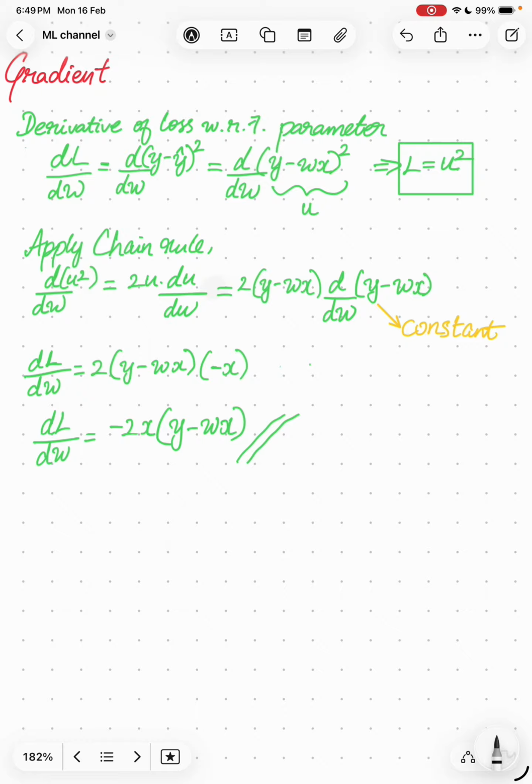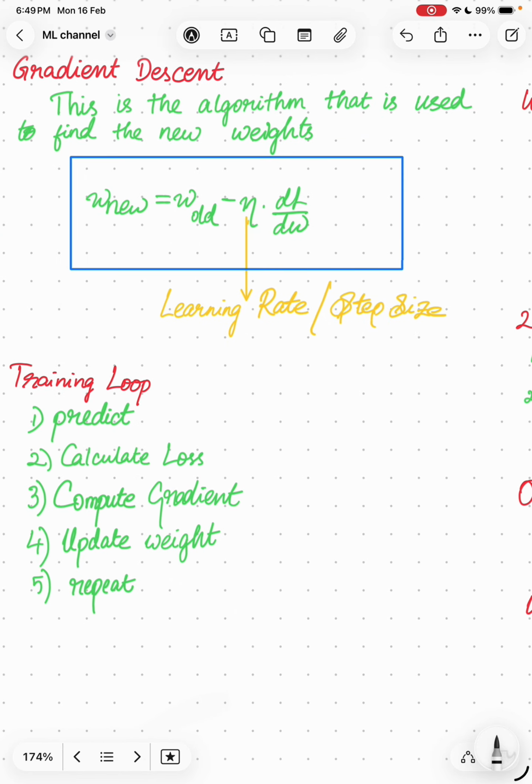This is where derivatives come into the picture, guys, to calculate the gradient. And in the next slide I will tell you why the gradient is calculated. So there is this concept called gradient descent. This is the algorithm using which a model's new weights are calculated. I told you earlier that every time a model makes a prediction, we calculate the loss, and based on the value of the loss, we update the weights to arrive at a new prediction.